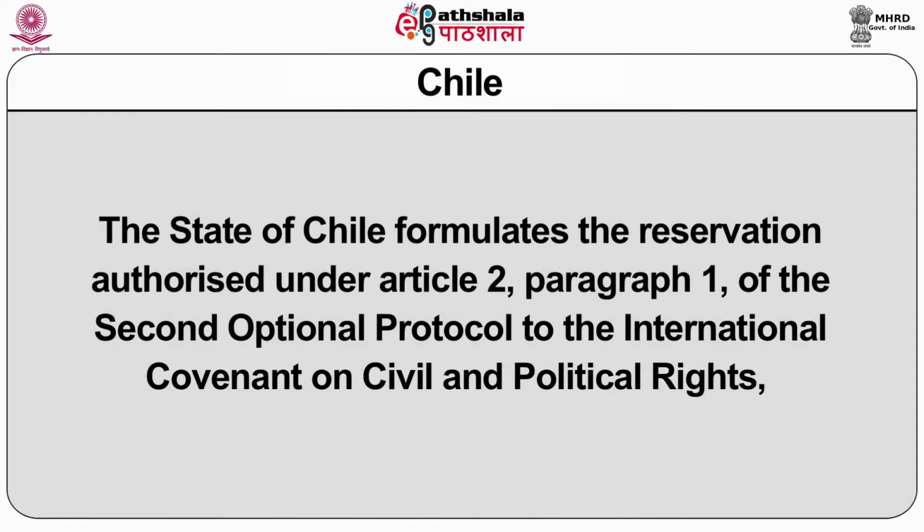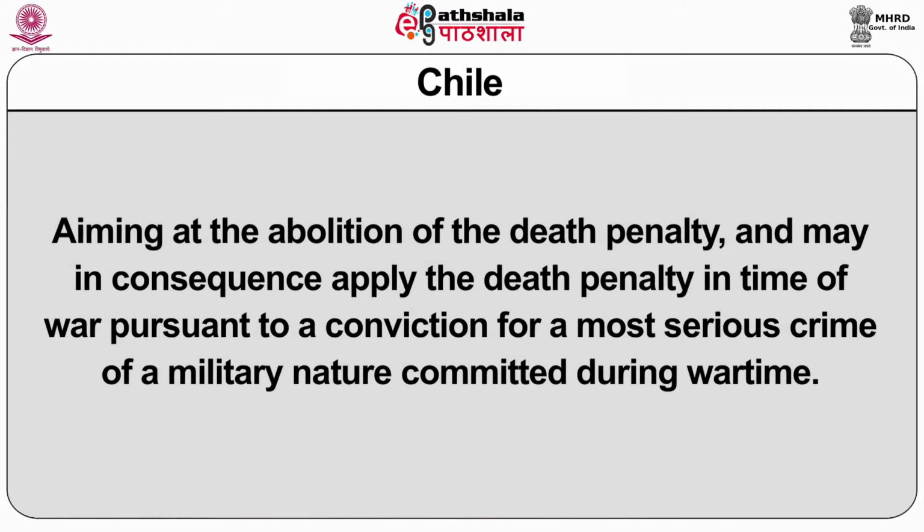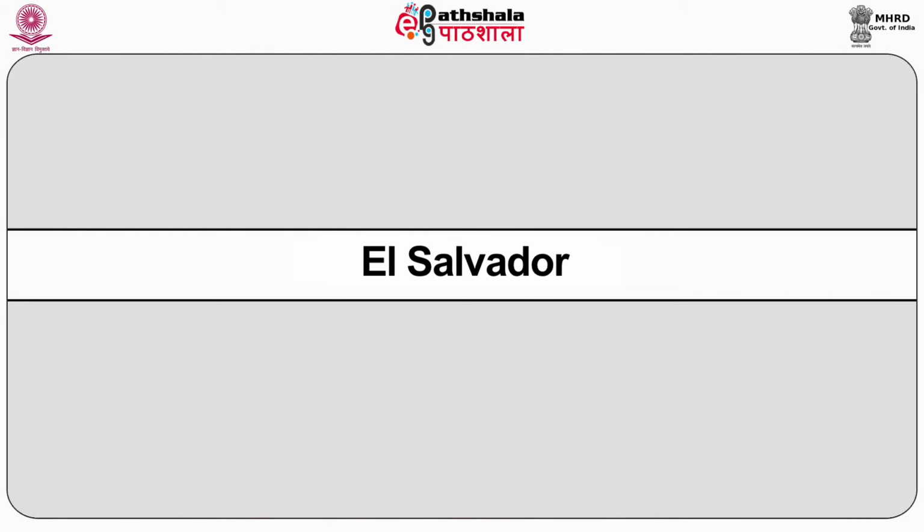The state of Chile formulates the reservation authorized under Article 2, paragraph 1 of the second optional protocol to the International Covenant on Civil and Political Rights, aiming at the abolition of the death penalty, and may in consequence apply the death penalty in time of war pursuant to a conviction for a most serious crime of a military nature committed during wartime.